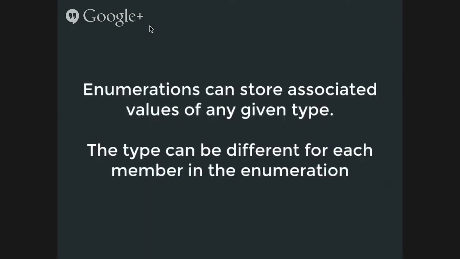So what additional do you get with Swift within enumerations? There's something called associated values. Associated values can store a value associated with each of the members in the enumeration. Okay, so that value can be of a different type.